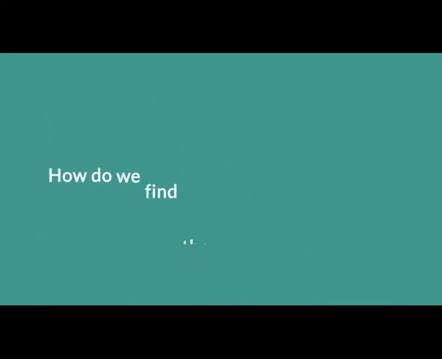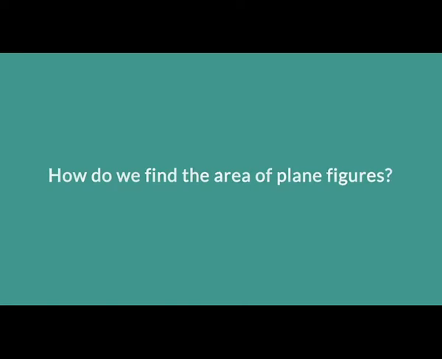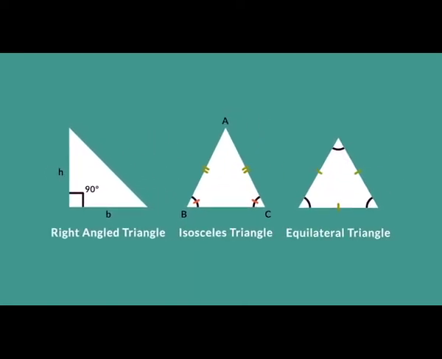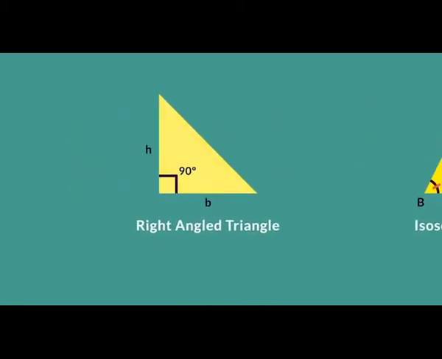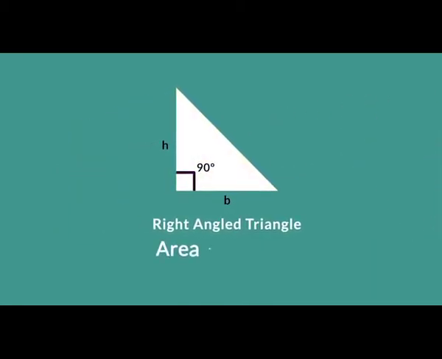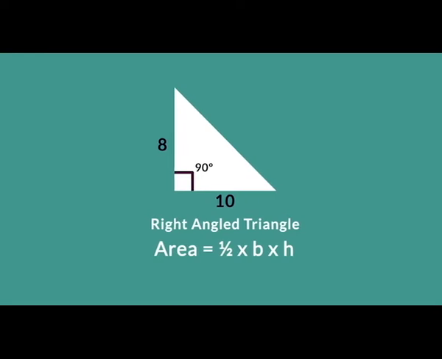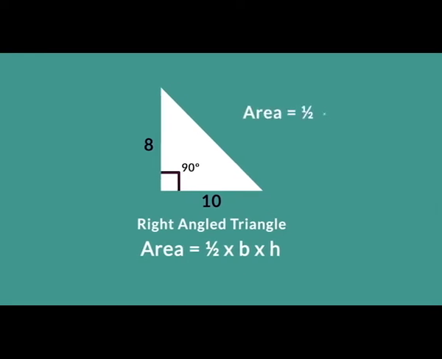But how do we find the area of plane figures? Let's start by revising how to calculate the area of different triangles. The area of a right-angled triangle is calculated by multiplying 1/2 by the base and the height. So if this triangle had the following dimensions, we'd substitute these values into our formula. Area equals 1/2 times base times height, making it 1/2 times 10 times 8. And the area of this triangle is 40 centimeters squared.